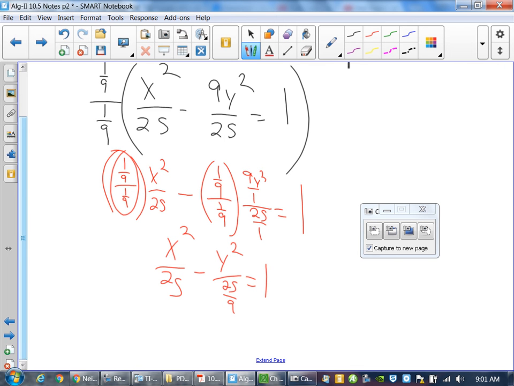So you might notice the shortcut of this is... Wait, why didn't the other one change? What's 1/9 divided by 1? 1. That's the reason I can do that. And it's quite literally flipping it.